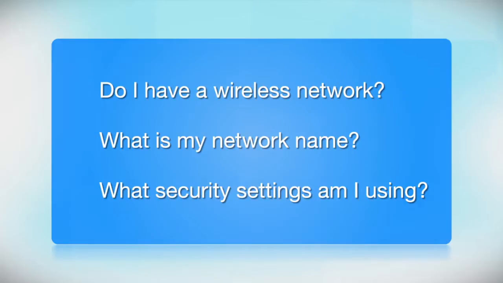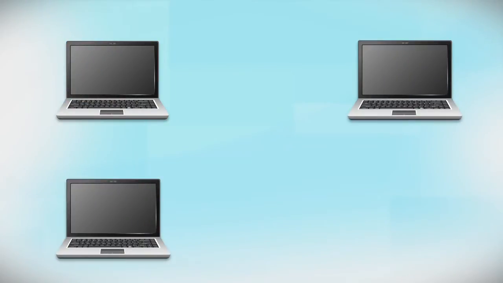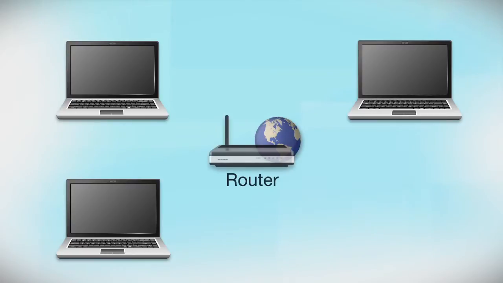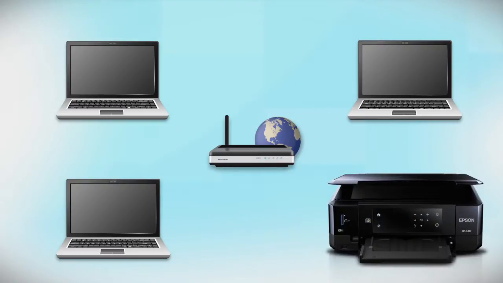Before you start, there are a few things you need to check. Do I already have a wireless network? First, make sure you have a network already set up. Your network may include one or more computers, or an internet modem connected to a router. Before making a connection, make sure that your router is wireless. Later, you will see how to add your Epson printer by connecting it to the router.